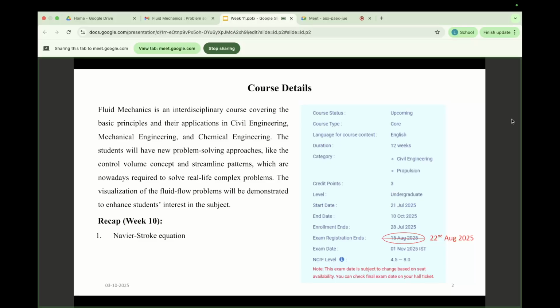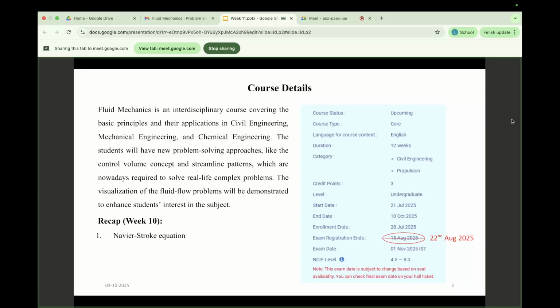Before starting, I want to give a brief description of this course. Fluid mechanics is an interdisciplinary course for engineering students, mainly mechanical, chemical and civil engineering. In this course, we deal with how to solve real life problems, like if you are designing an aircraft or a dam. You need the basic and fundamental concepts of fluid mechanics, how the fluid flows, and the types of flow patterns. Even for visualization purposes, you need to know these fundamentals.